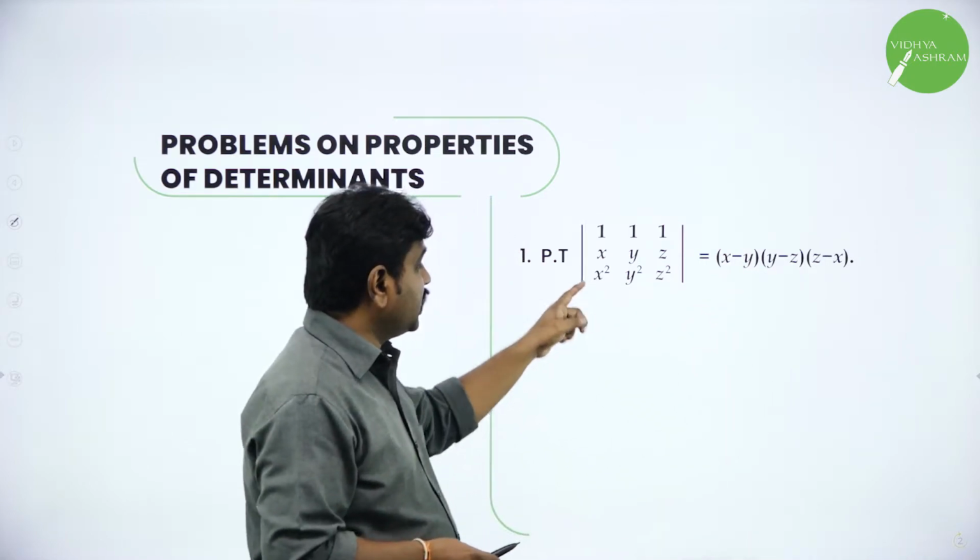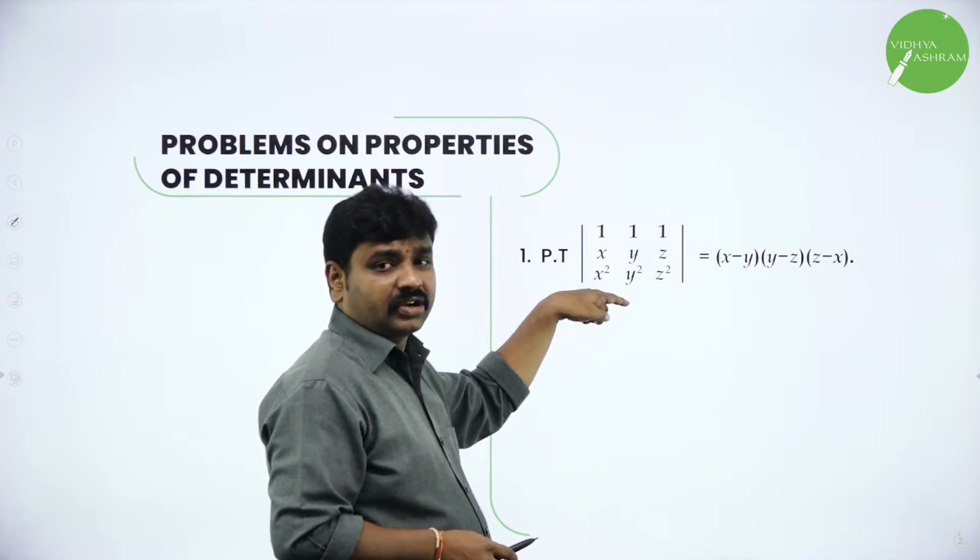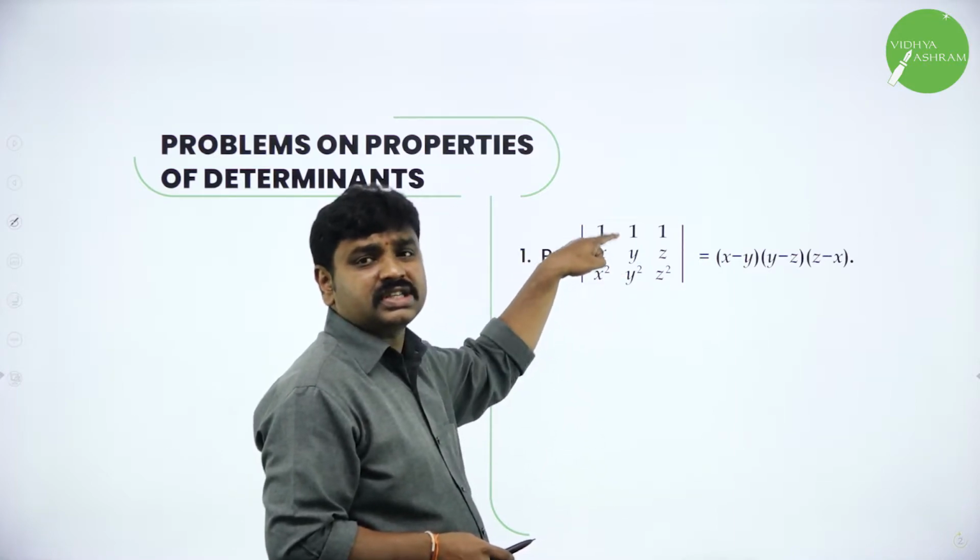You can see x and y are present in first column and second column. X is in first column, y is in second column.